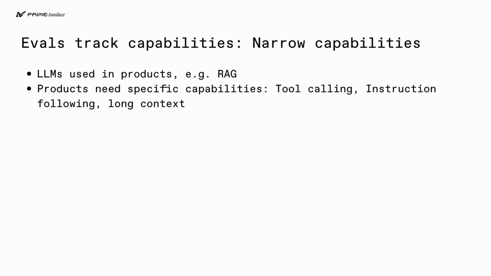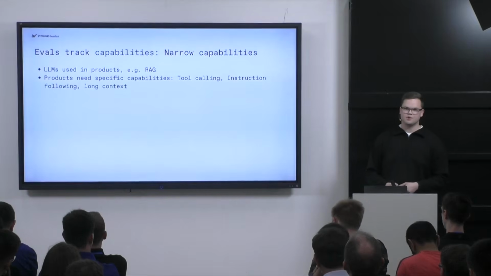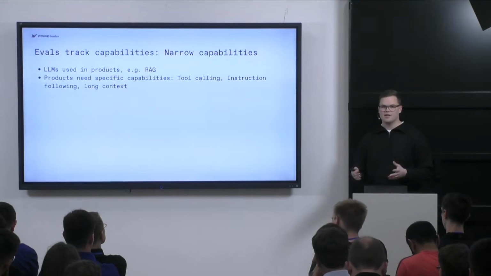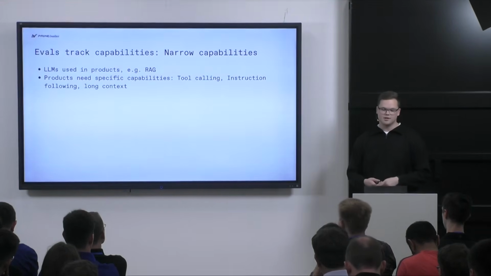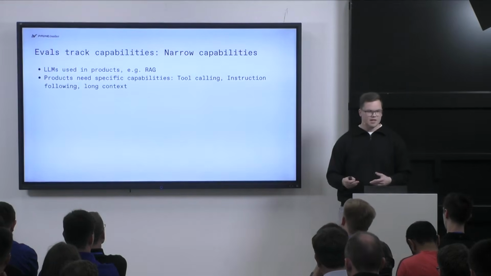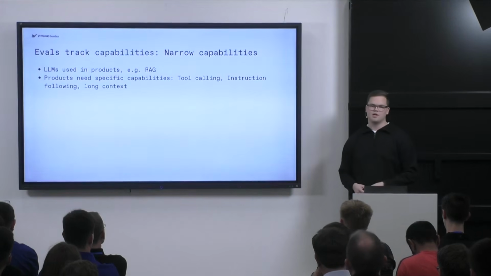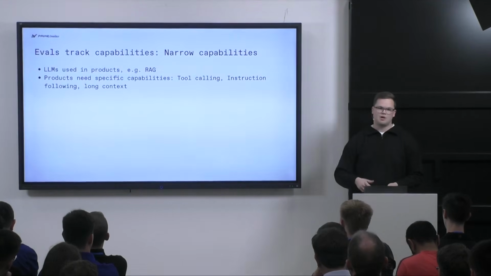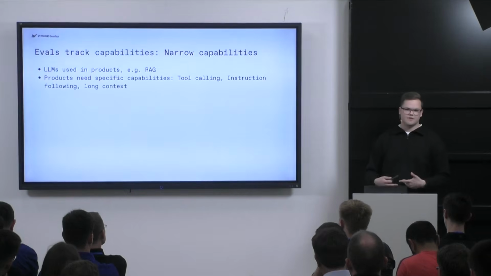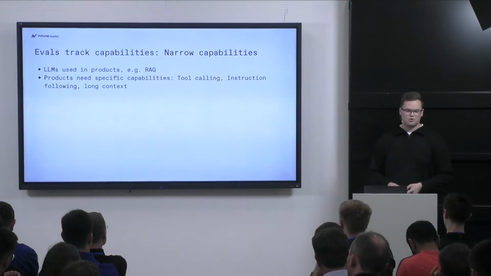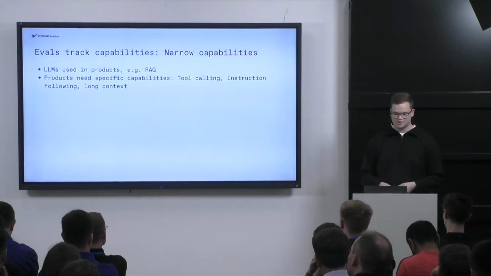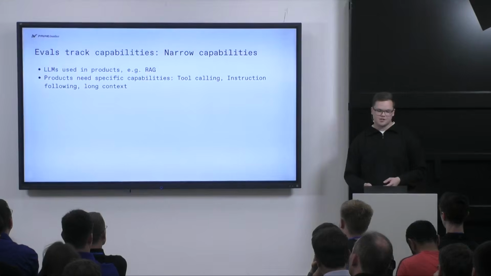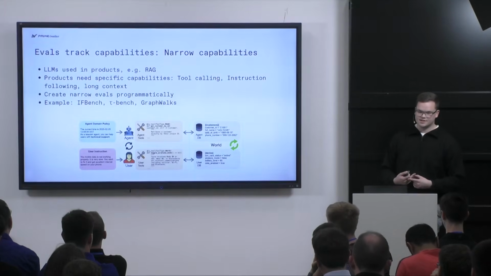Another area of capabilities we tracked more and more, because we started using LLMs more and more inside our products, for example in RAG pipelines, is that we wanted to embed them in our products and call our tools, for example web search or our internal search. And for this, they obviously had to be able to call tools correctly. So we needed evaluations to reflect these capabilities.